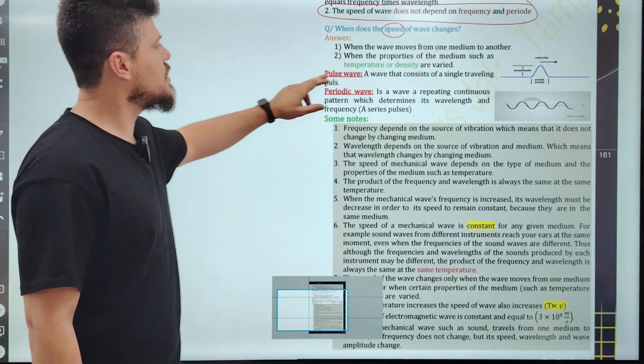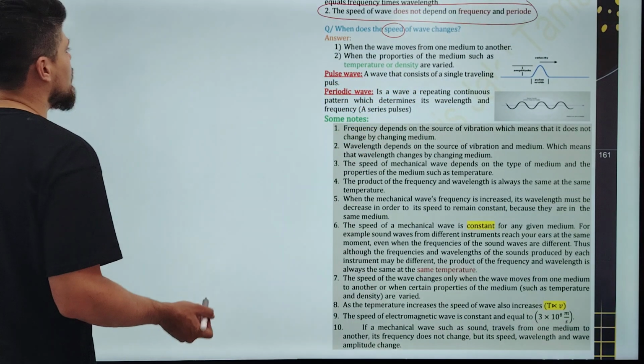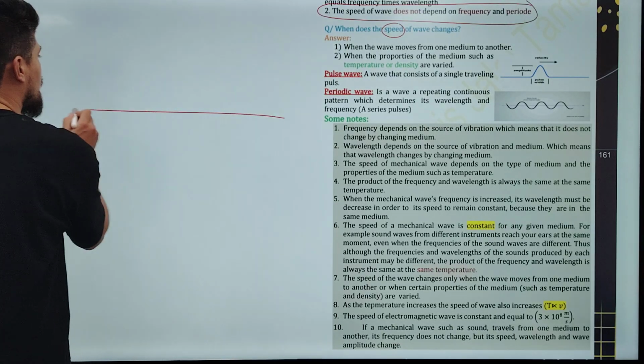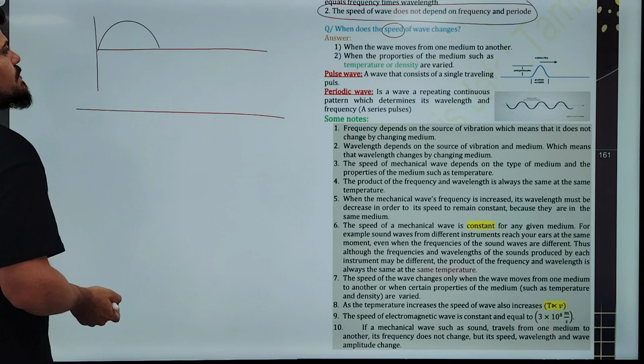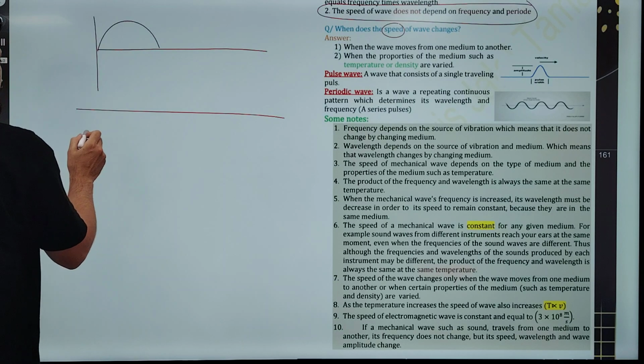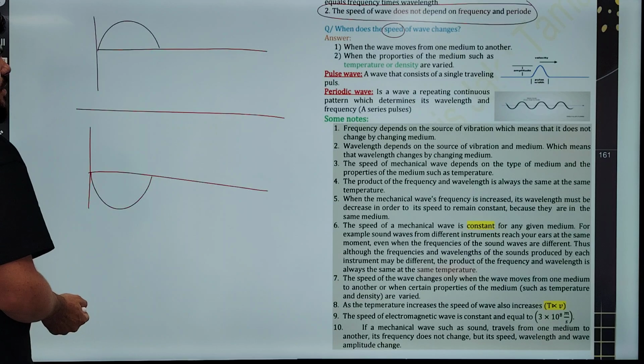A pulse wave is a wave that consists of a single traveling pulse. What are the pulse wave and the periodic wave? For example, if you see this, what is this? This is a pulse wave. What about this one? Also, this is a pulse wave.